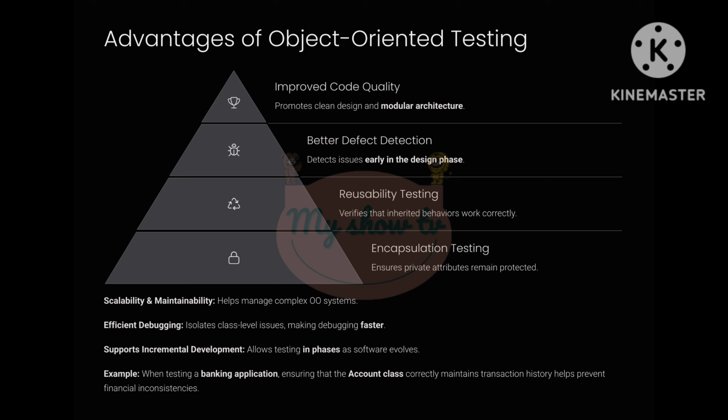6. Supports incremental development. Since OOP supports incremental development, testing can be done in phases. Example: in a school management system, testing can start with student and teacher modules before integrating exam management. 7. Improved code quality. Since testing enforces clean architecture and logical class design, the overall code quality improves. By following these testing techniques, object-oriented software becomes more reliable, maintainable, and scalable, ensuring long-term success.